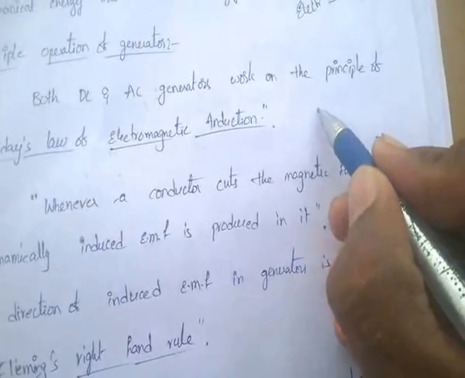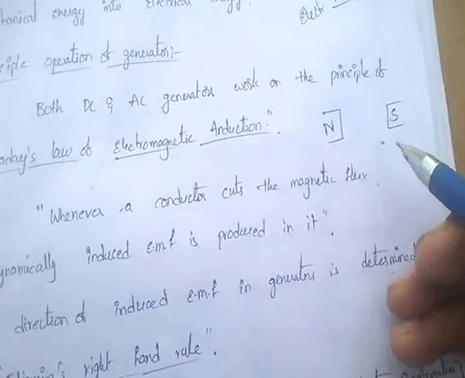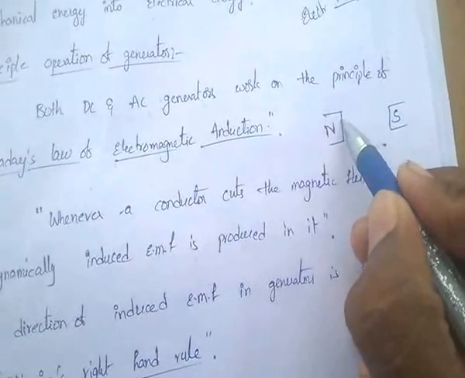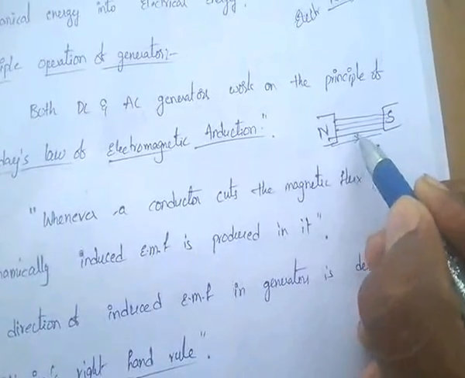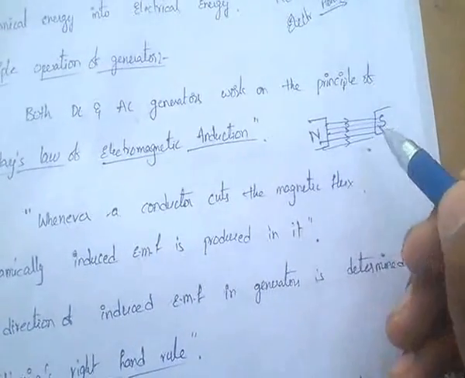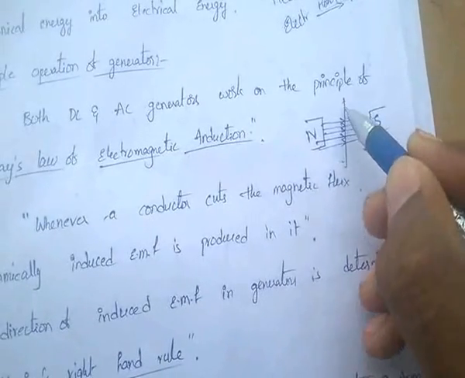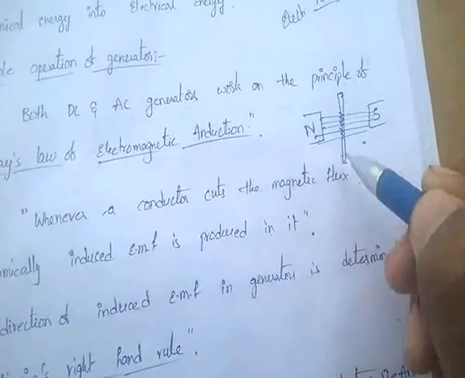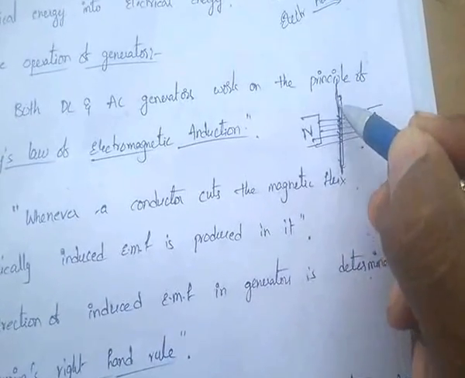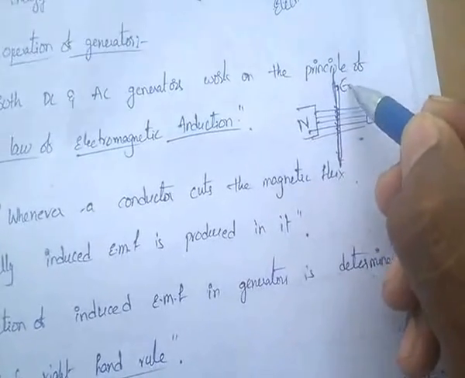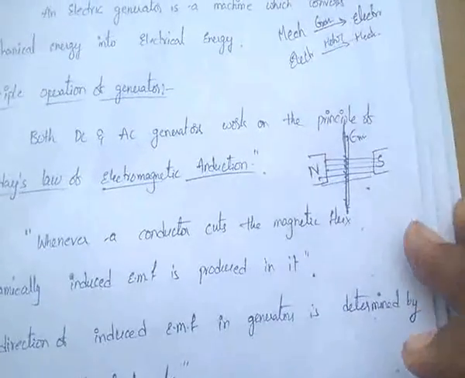If this is a north pole and this is a south pole, the flux flows from north to south. Whenever a conductor cuts this magnetic flux, an EMF will be induced in it. That means an EMF will be induced in the conductor. This is Faraday's law.